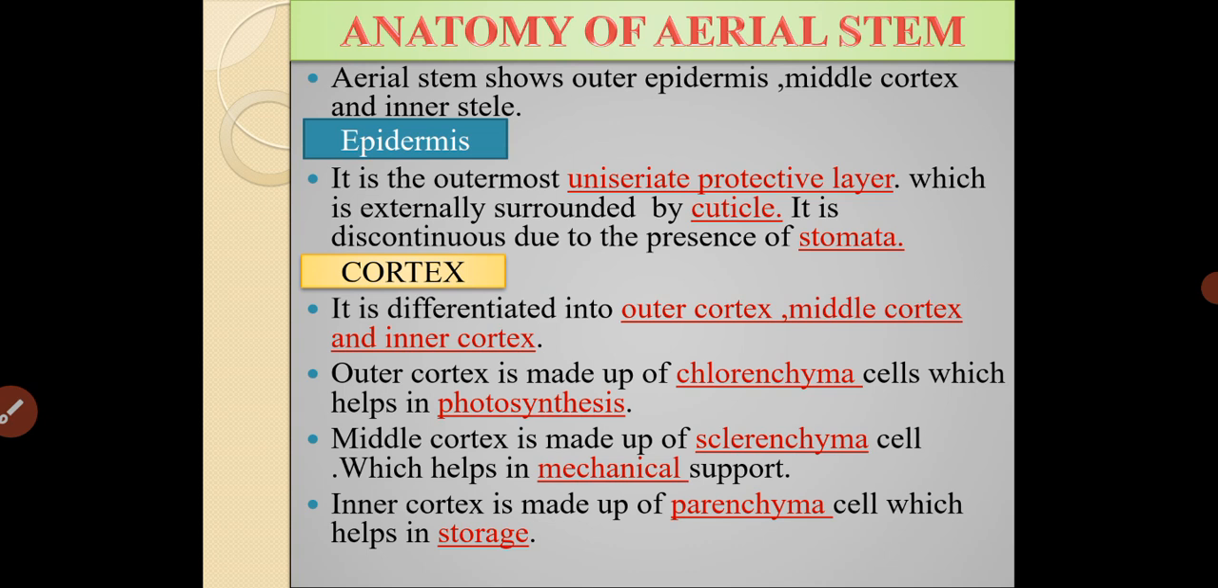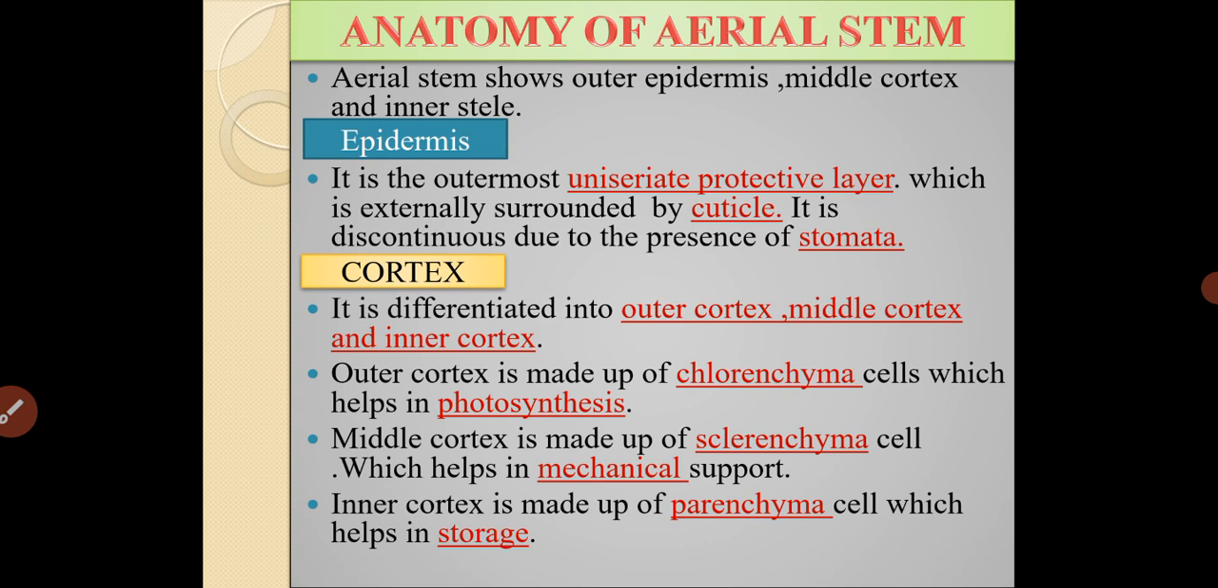Let us move towards the cortex. Here the cortex is differentiated into three regions: outer cortex, middle cortex and inner cortex. The outer cortex is made up of chlorenchyma cells, hence it helps in photosynthesis. The middle cortex is made up of sclerenchyma cells, therefore it helps in mechanical support. The inner cortex is made up of parenchyma cells and helps in storage.